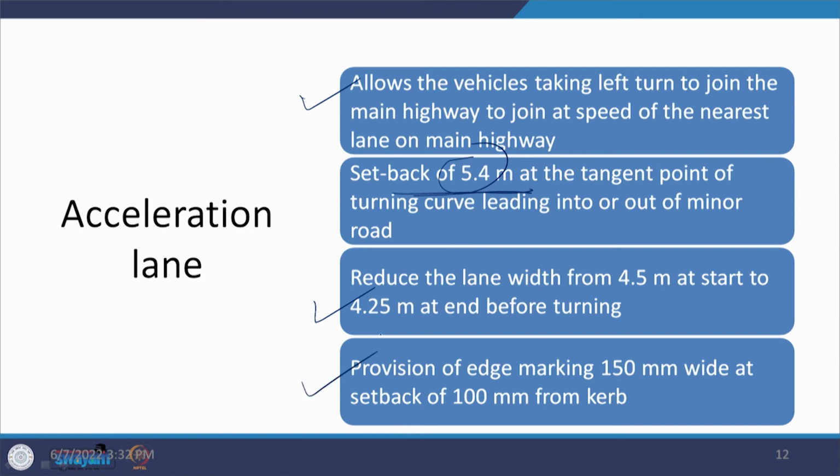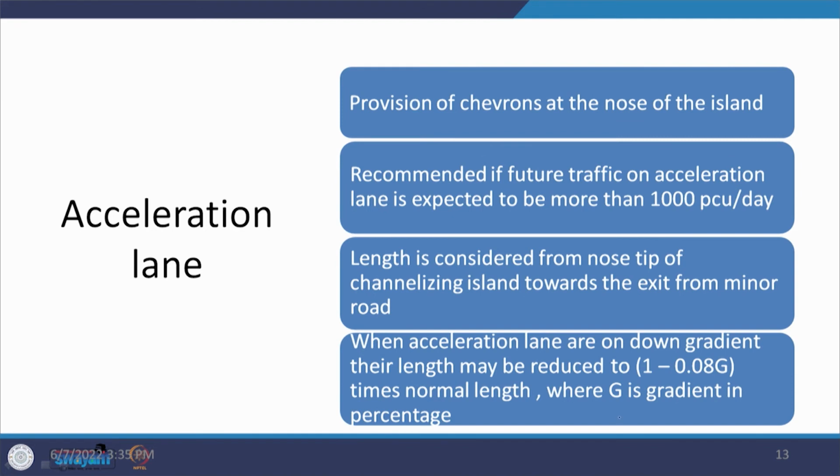We have discussed the edge markings and this is 150 mm wide at a setback of 100 mm from the curb. Now, provisions need to be made in terms of the chevrons at the nose of the island. So, whatever islands are there. If we are talking about a turning in this form, there is going to be the edge marking in this way, and therefore the chevrons are going to be placed here. So, this is our island. Provision of chevrons is going to be there at the nose. So, that creates a path.